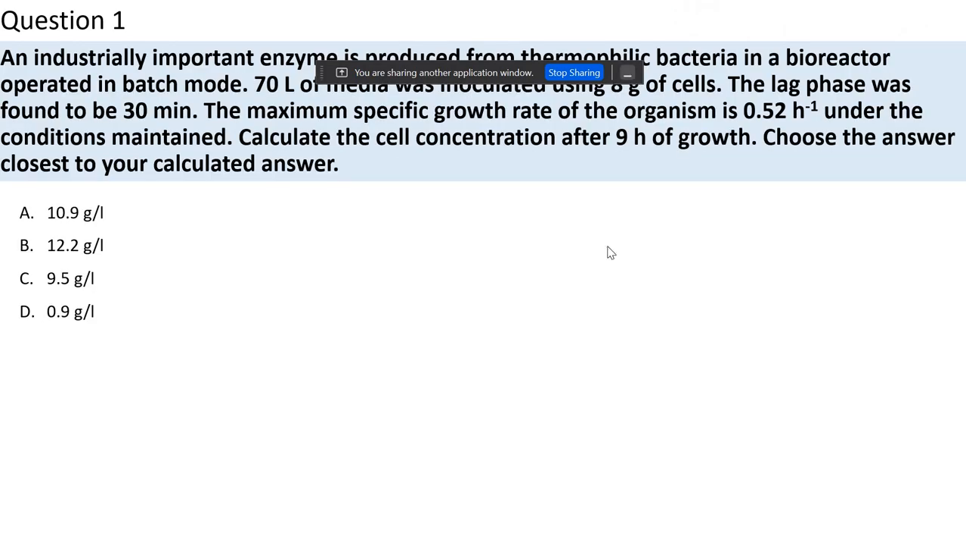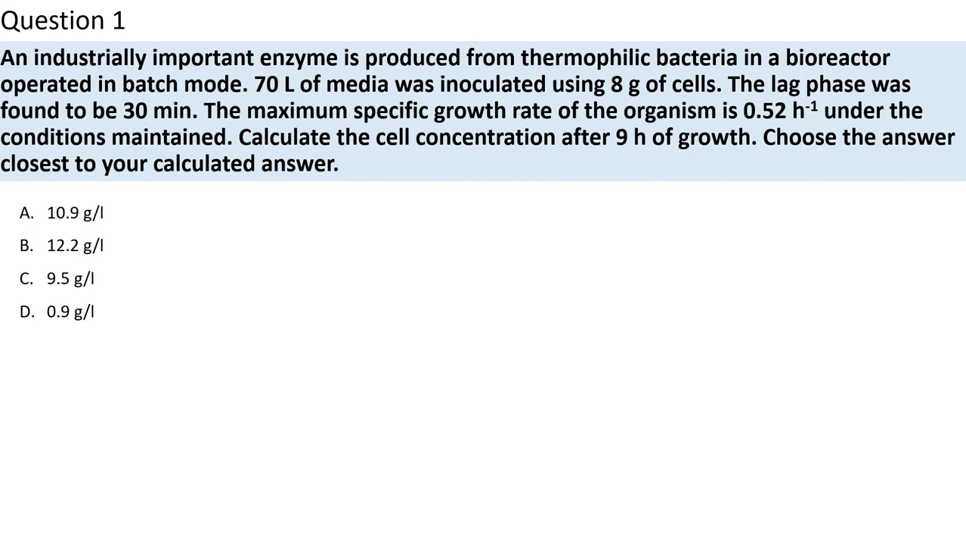Here, the first question is: an industrially important enzyme is produced from thermophilic bacteria in a bioreactor operated in batch mode. 70 liters of media was inoculated using 8 gram of cells. The lag phase was found to be 30 minutes. The maximum specific growth rate of the organism is 0.52 per hour under the conditions maintained. Calculate the cell concentration after the ninth hour of growth. Choose the answer closest to your calculated answer.